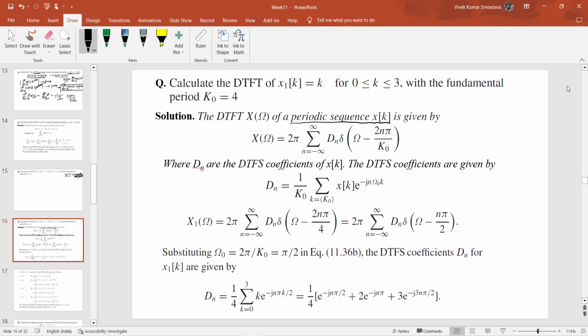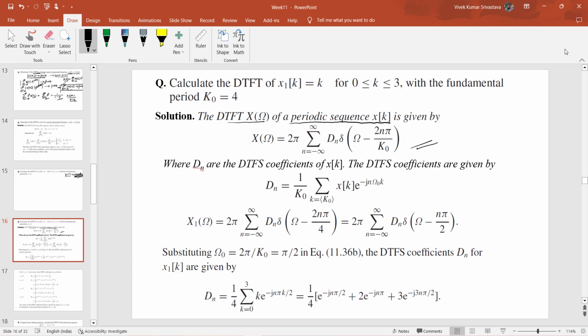Let us say that x of k here is a periodic sequence. Corresponding to this x of k, the discrete time Fourier transform is defined as X of omega is equal to 2 pi summation n varies from minus infinity to infinity d of n delta of omega minus 2 n pi over k naught. By using this expression we can evaluate the discrete time Fourier transform corresponding to a periodic sequence.